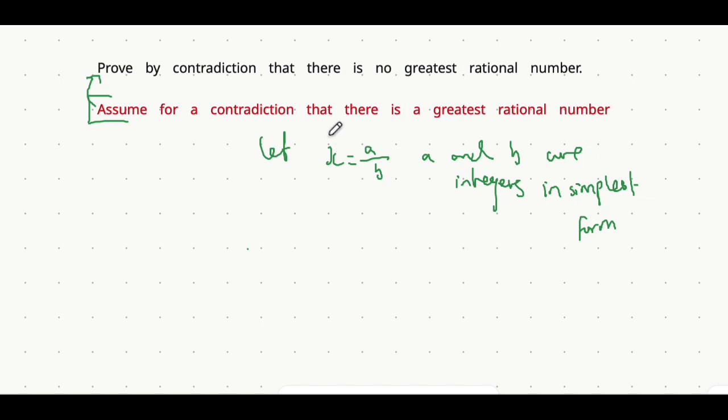Now that we've established that this is the greatest, we also have to let that be the greatest rational number. That means that there shouldn't be a rational number that's larger than it, if that makes sense. So I'm just going to finish writing this out.